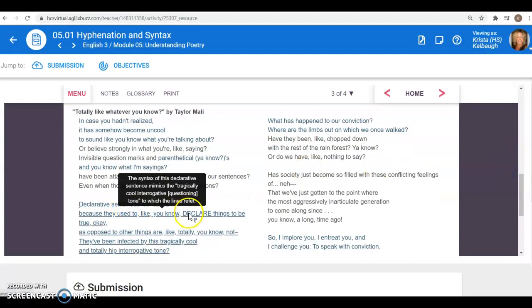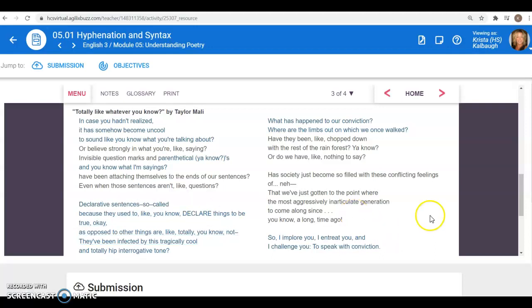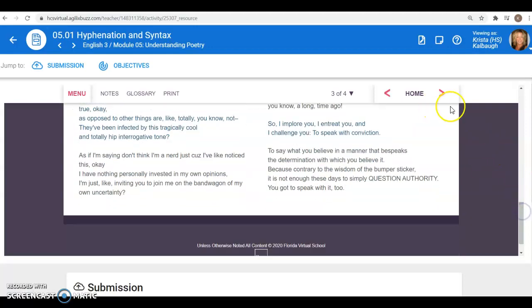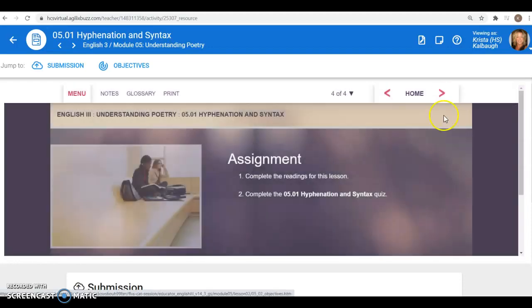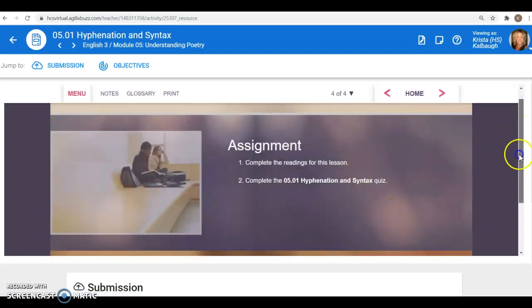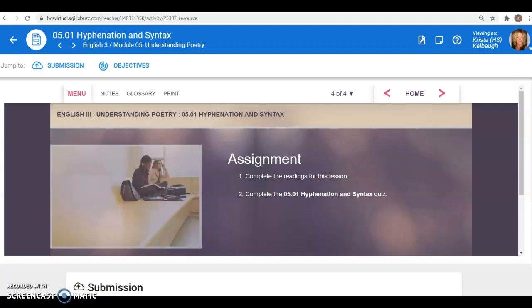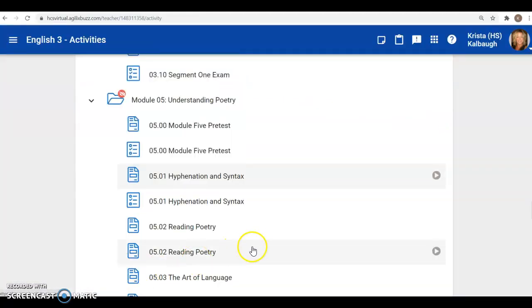Click on these blue things and it's going to explain to you, like here I am talking like the poem. So make sure that you take a look at that. And once you are finished with that, you then go on to take your quiz. And that would be your 5.01 assignment. Awesome.